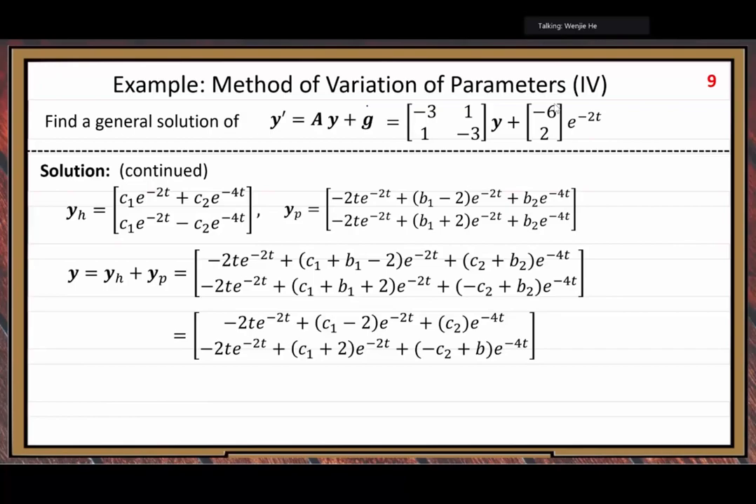So here, C2, combine. Oh, what's wrong? Right, B should be there. Why did we drop that B? Anyway, we just simplify slightly. So this part, because there is no obvious simplification, let's just leave it there.